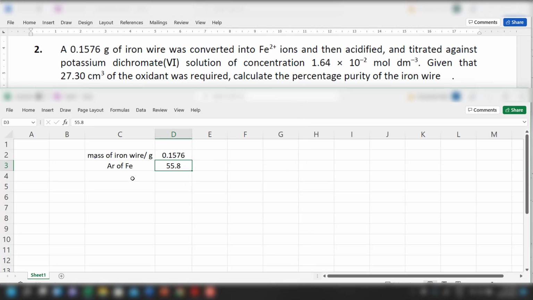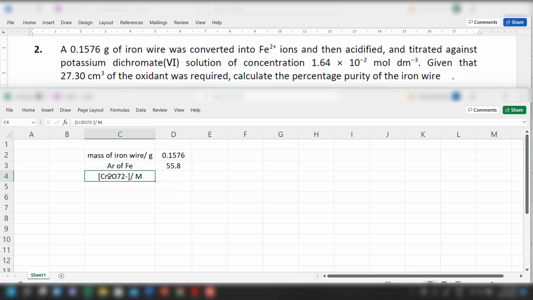Then it's actually a titration done with potassium dichromate. So the concentration of potassium dichromate is given to be 1.64 times 10 to the power minus 2. So I'm just going to input the concentration of dichromate. Dichromate will be Cr2O7 2-, so that's concentration in moles per dm cube.